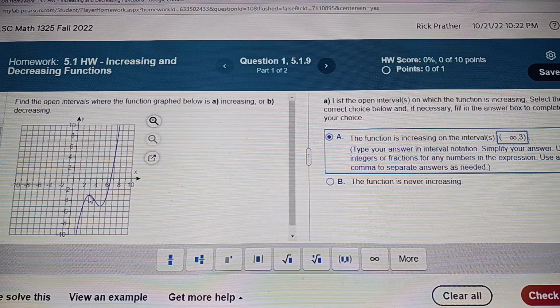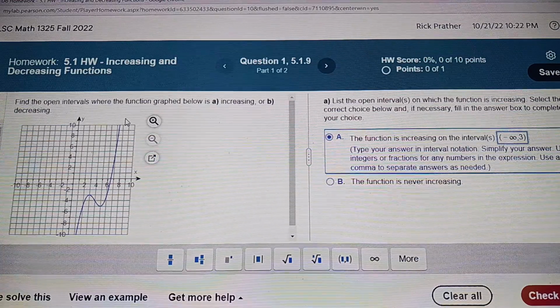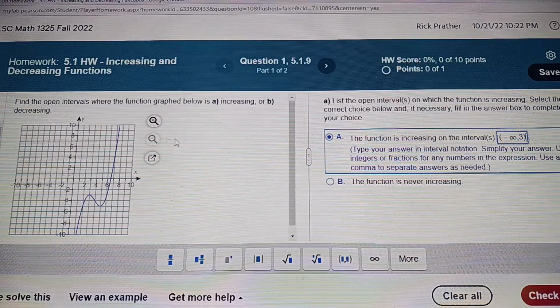Then suddenly at 3, it's decreasing after that. From 3 until this low point right there of 5. From 3 to 5, the graph's decreasing. So we're going to answer that apparently in the next part. And then from 5 forever on to infinity, it increases a second time. So then it says, use integers or fractions, use a comma. Okay, sometimes they put a union symbol between them, but here they want a comma.